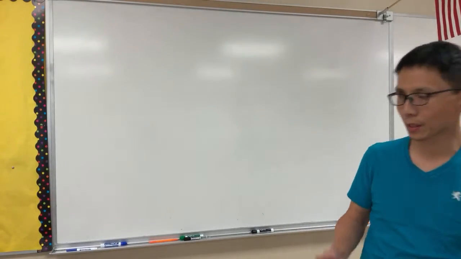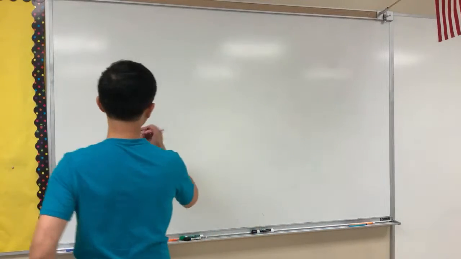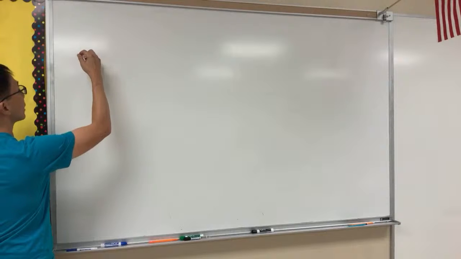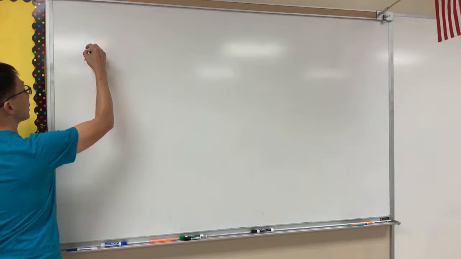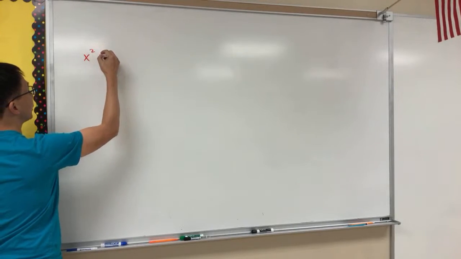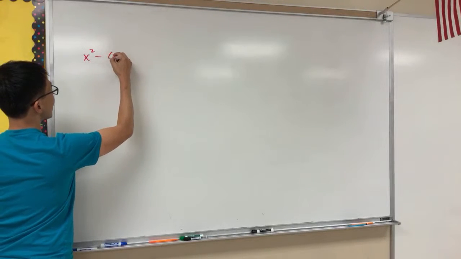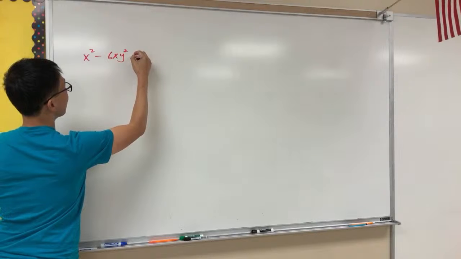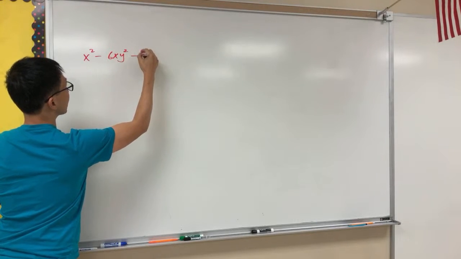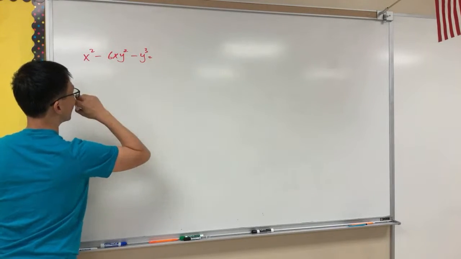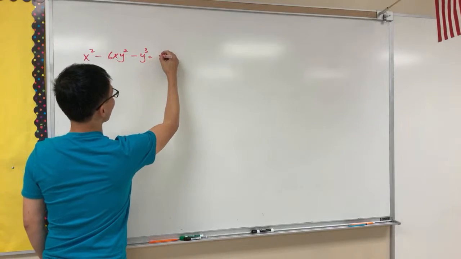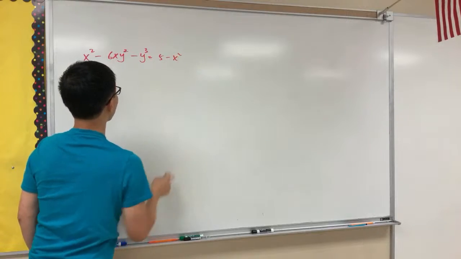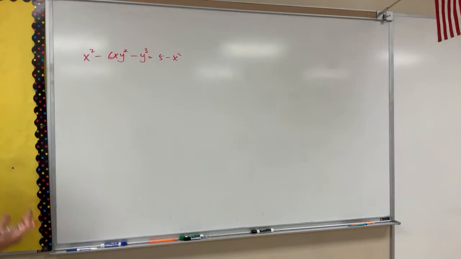Okay, so implicit derivative. Your test is going to be this Friday, and it's going to be something like x squared minus 6x y squared minus y to the third is equal to like 5 minus x squared, something like this. So you have to be able to take the derivative of functions like this.